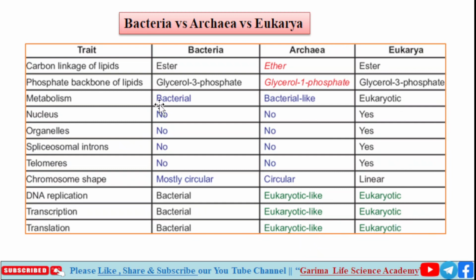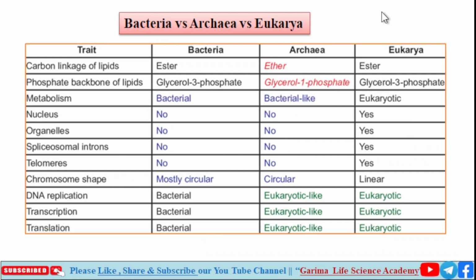So we saw that some features are common: bacteria and archaea are more similar on the basis of nucleus, organelles, spliceosomal introns and telomeres. All four properties are absent in bacteria and archaea but present in eukaryotes. But for these three properties, archaea is more similar to eukaryotes as compared to bacteria. So some properties are different and some properties are similar.